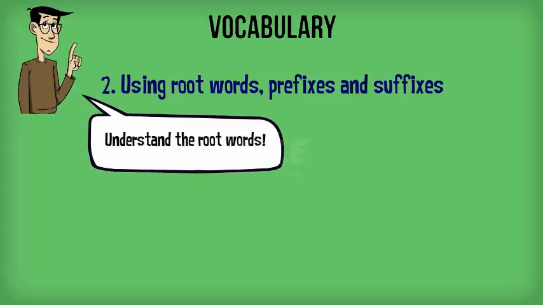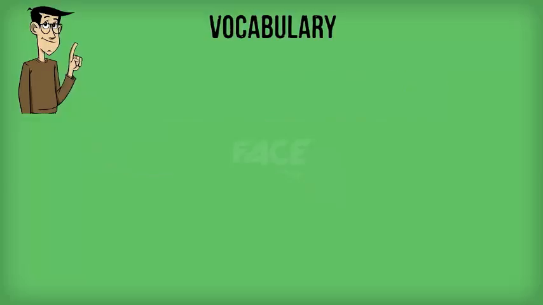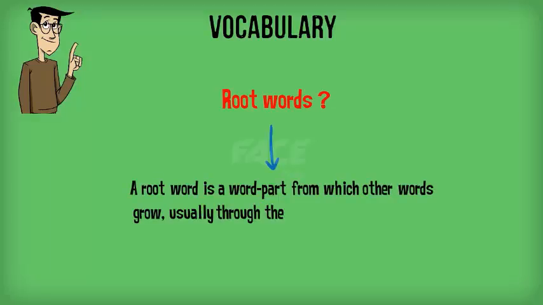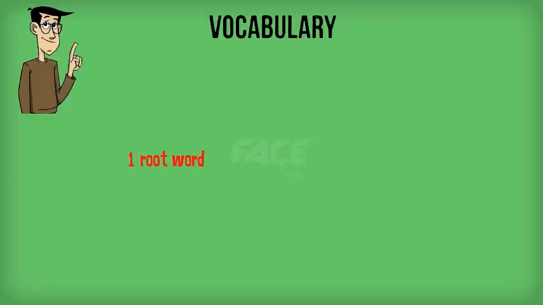Understanding root words helps a lot in building one's vocabulary. So what are root words? A root word is a word part from which other words grow, usually through the addition of prefixes and suffixes. In fact, knowing one root word often helps in guessing the meaning of more than 10 words on an average.